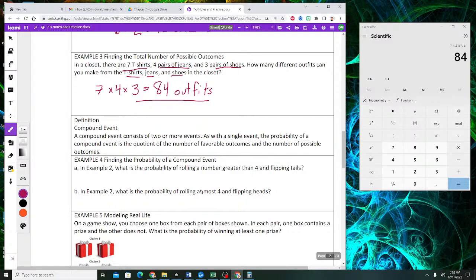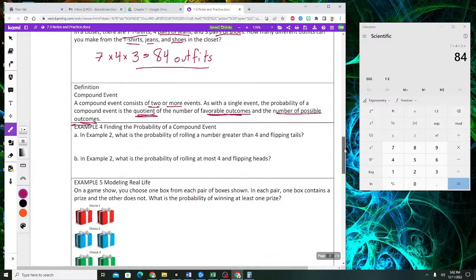So a compound event. A compound event consists of 2 or more events. As with a single event, the probability of a compound event is the quotient of the number of favorable outcomes and the number of possible outcomes. So favorable divided by possible.